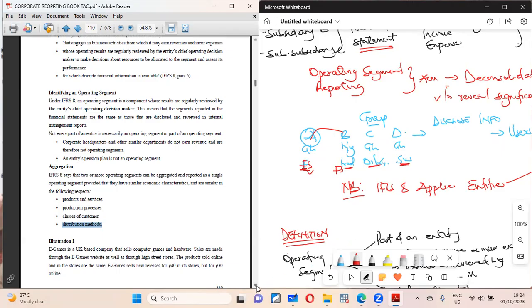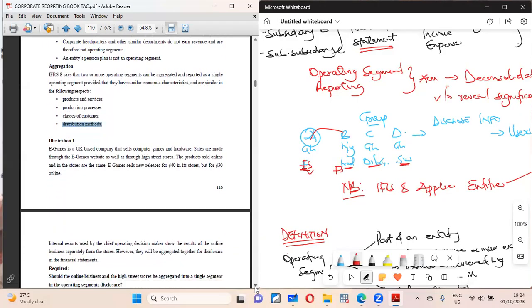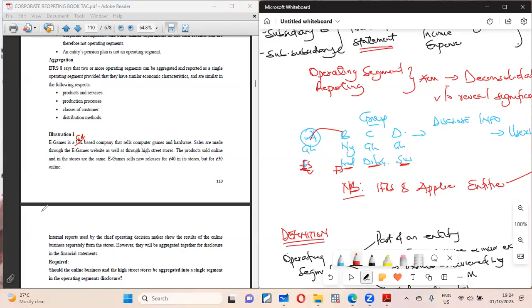Let's look at this illustration so that you understand what I'm talking about. eGames is a UK-based company, or let's make it a Ghanaian-based company. eGames sells computer games. At this point, I'll ask you questions so you may raise your hand and answer me, so that I know that you're actually listening to me.